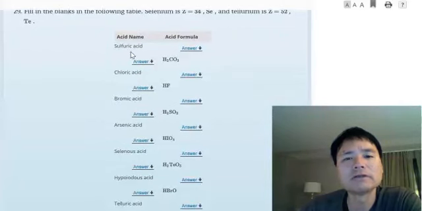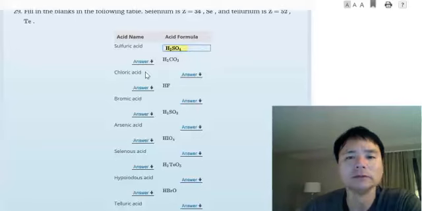Sulfuric acid, -ic acid, it's not a hydro. If it's a hydro-ic acid, it would be -ide. An -ic acid is an -ate. So it's got sulfate, and sulfate's -2, so we need 2 hydrogens, H2SO4, the answer there.